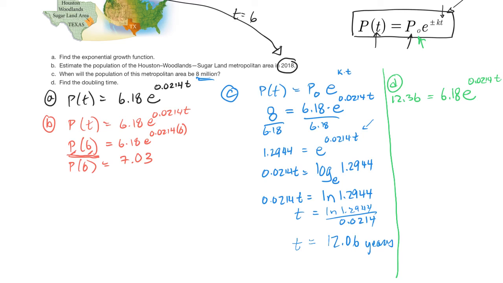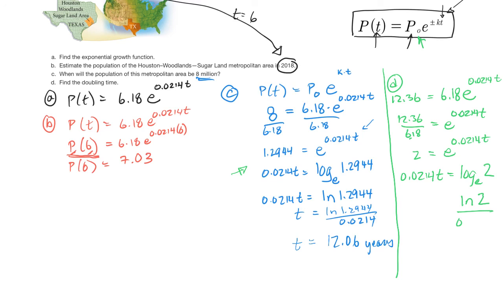And so I'm going to solve for time. And I'll solve that exactly the same way I did this one. So 12.36 divided by 6.18 is equal to e to the 0.0214t. And you divide those, that'll be 2 is equal to e to the 0.0214 times t. Change it to log form. So it'll be 0.0214t is equal to log base e of 2. And log base e is the same as ln. So ln of 2 divided by 0.0214 is equal to t.